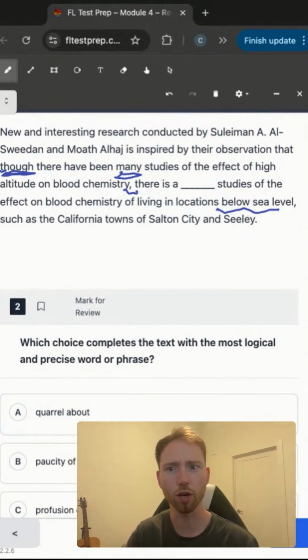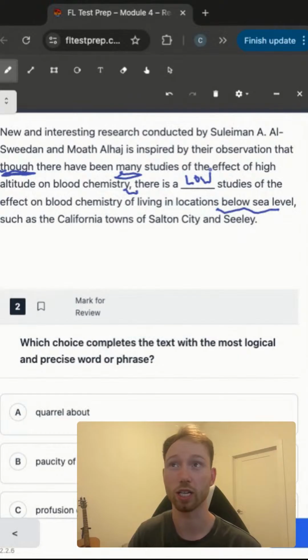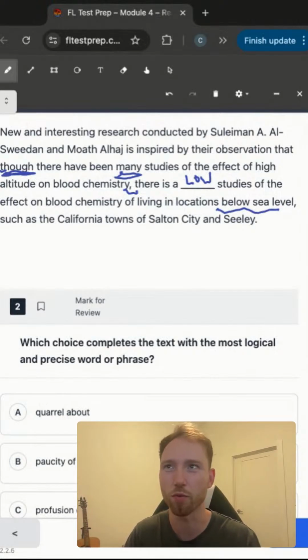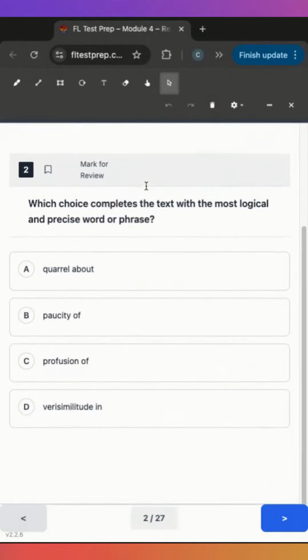There's a comparison. We're talking about many studies at high altitude, so there are probably a low amount of studies about low altitude, because this is a comparison, though it's a disagreeing word like however or but. That means if there's many of this, but there's a low amount of that. So low or lack of is probably going to be my prediction for this. So let me take a look at the answer choices and see if I can get rid of any wrong answers. So let me erase that real quick and then scroll down. All right, so we're going to be looking for something like low or lack of.